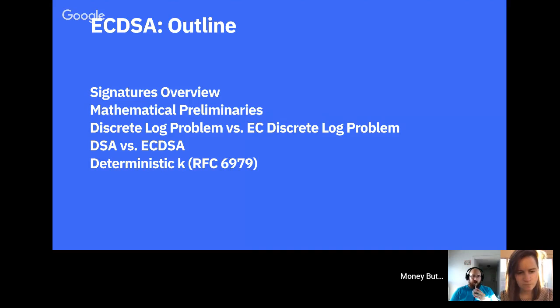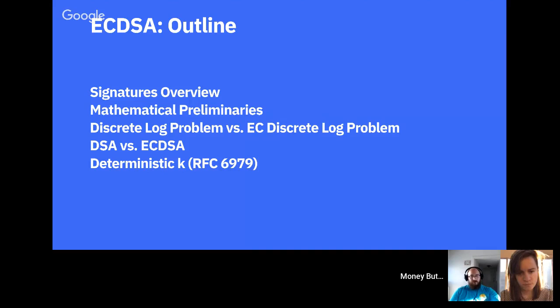And so part of that will mean looking at what is the discrete log problem, which is the foundation of what makes this stuff secure, as well as the elliptic curve discrete log problem, which is the same form of that, but with elliptic curves. And then after all that, we'll talk about something called deterministic K, or RFC 6979, which is a way of creating deterministic signatures. And so we'll explain what all that stuff is.